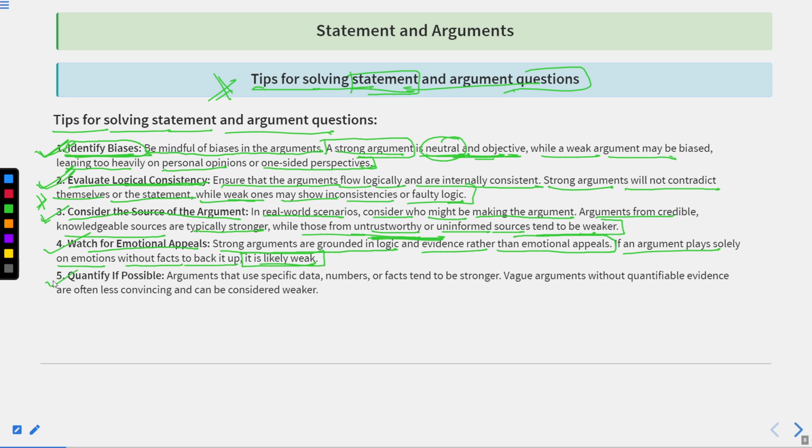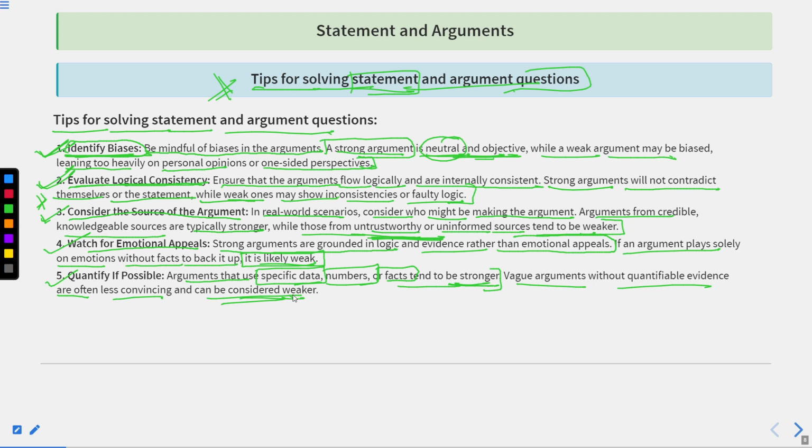Quantify if possible. What does that mean? Arguments that use specific data, numbers or facts tend to be stronger. If specific data has been mentioned, then that argument can be taken into consideration as a strong argument. Vague arguments without quantifiable evidence are often less convincing and considered weaker. Therefore, if an argument has a number specifically mentioned, such as 70% of the students are using mobile phones, or 45% of the students are using mobile phones, that particular argument can be considered a valid argument.